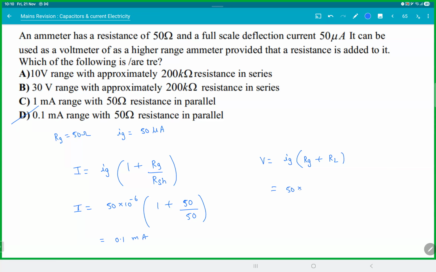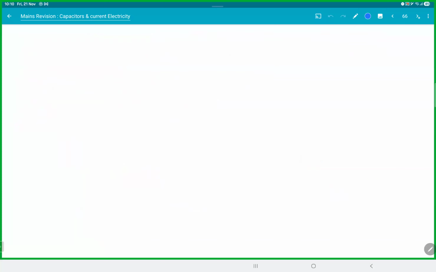This is 50 into 10 to the power minus 6. 200 kilo ohms is much, much bigger. You can ignore that Rg there. So that is 200 into 10 to the power 3. That is 5 to 10. I think 10 volt is the answer. Clear? There was nothing in the question. If you know the formula, substitute, you'll get the answer. That's what I'm saying. You should remember your formulas and stuff.